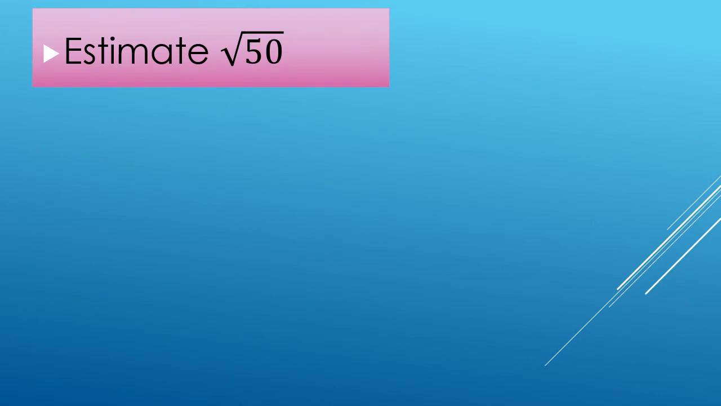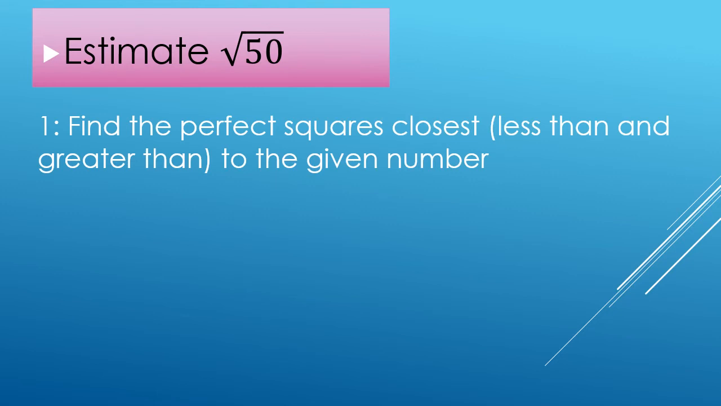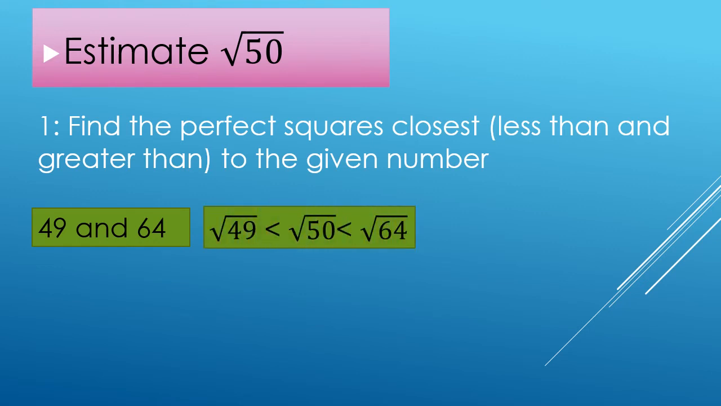Okay, let's have another example. Estimate the square root of 50 to its nearest hundredths. First step, of course, find the perfect squares closest, less than, and greater than the given number. So 49 is a perfect square less than 50, and 64 is a perfect square greater than 50. If we insert the square root of 50 between 49 and 64, the square root of 49 is less than the square root of 50, which is less than the square root of 64.